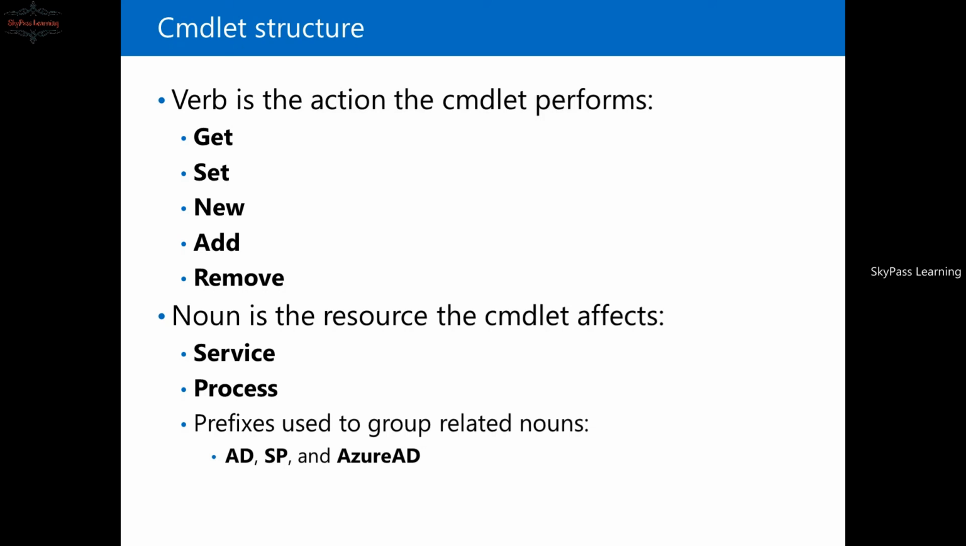So it's basically as confirm: get is used to retrieve, set is for changing, new is to create something, add is to add something to existing resource containers or an existing resource set. So these are the things that we can use. And when we talk about the noun, the noun is the second part of that. If you remember, I placed the command Get-Service.